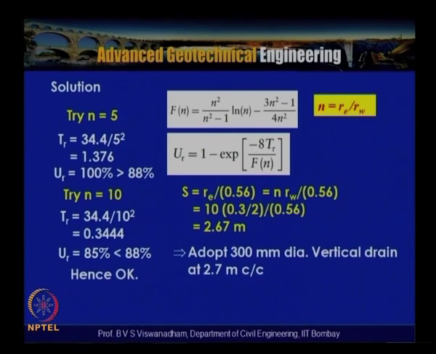So what it says is that for the desired consolidation of 90% to happen in 6 months theoretically, without considering the smear effects and other aspects, it works out that the 300 mm diameter vertical drain is required at 2.7 meter center to center, or it is in the order of 2.6 to 2.7 meter center to center distance.